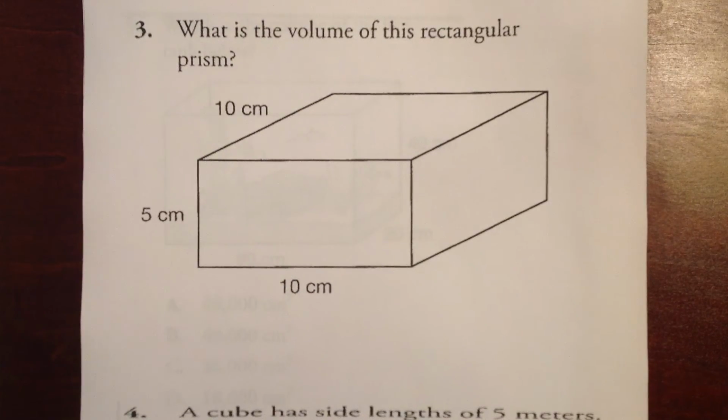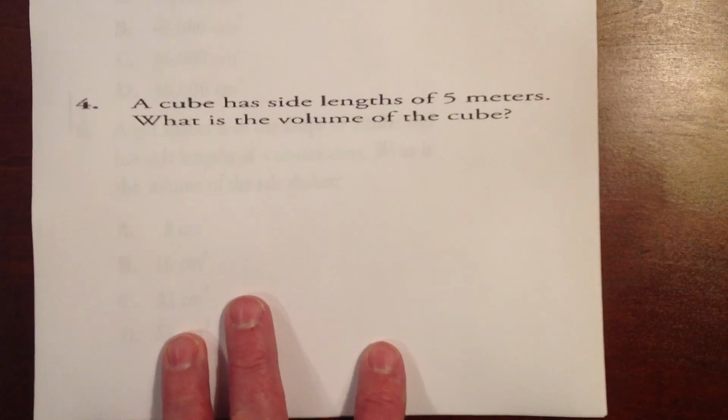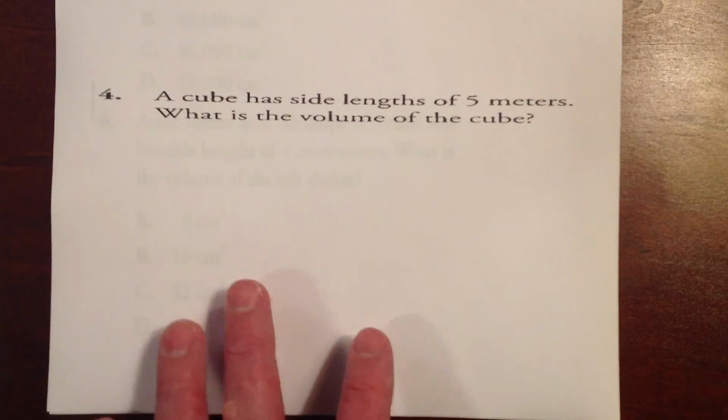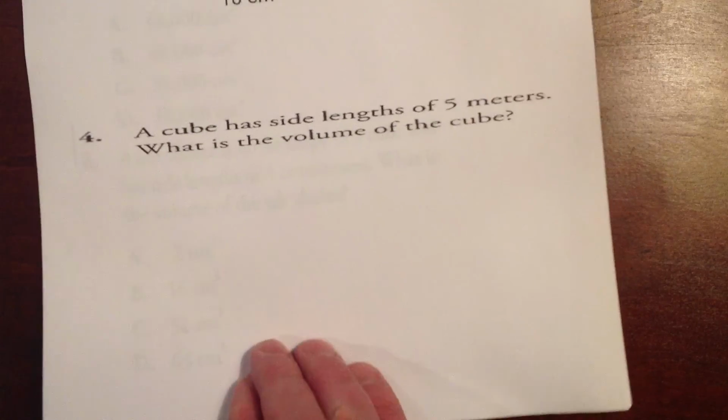Again, we're going to do the same thing here. Length times the width times the height. 10 times 10 is 100 times 5 is 500. A cube has a side length of 5 meters. What is the volume? 5 times 5 times 5, which is 125.